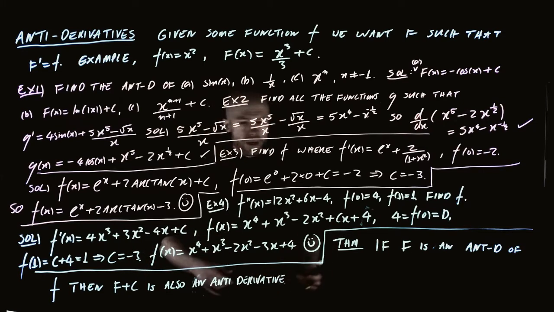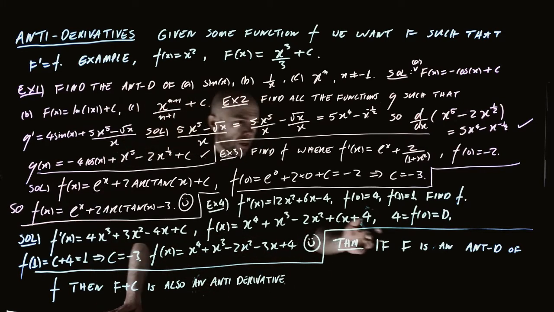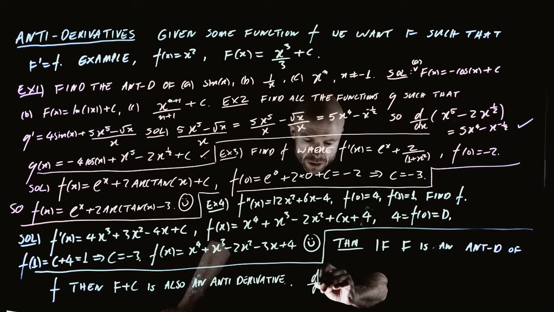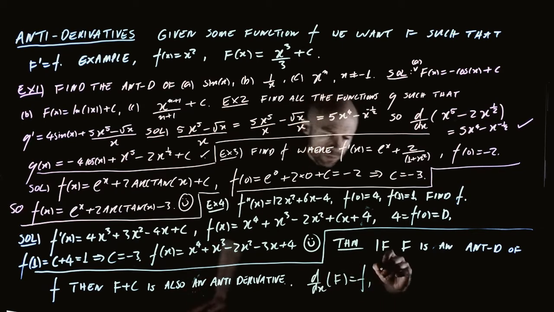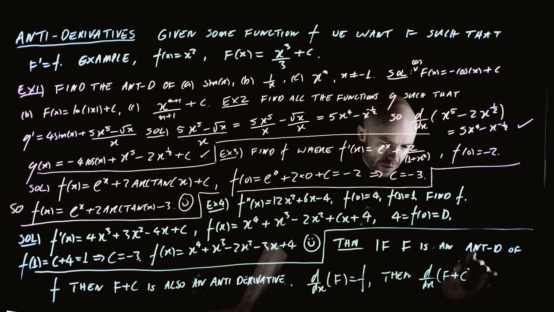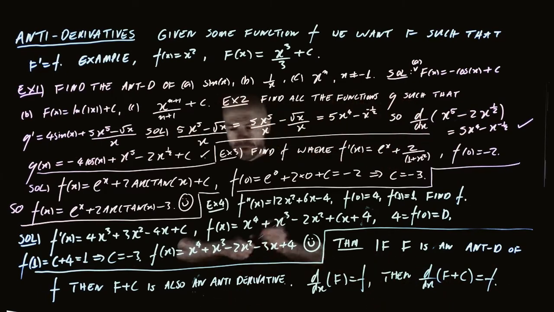And that should be fairly straightforward, right? Because if capital F is an antiderivative of little f, so that means differentiate capital F, we get little f, then if we differentiate capital F plus some constant, because when we differentiate a constant it's just 0, that's still an antiderivative of little f. So we've been using this implicitly without saying it, but now we say it. It's a fact. It's simply true, and now we've said it explicitly.